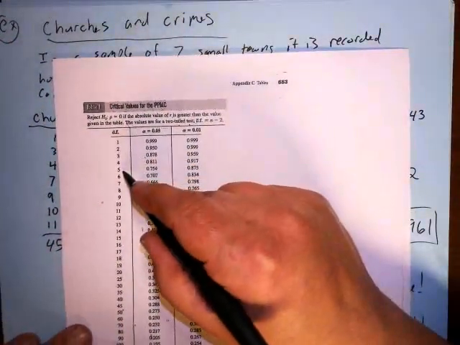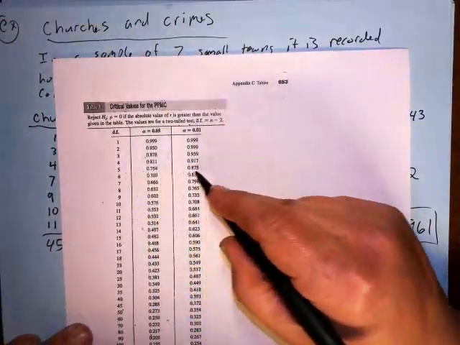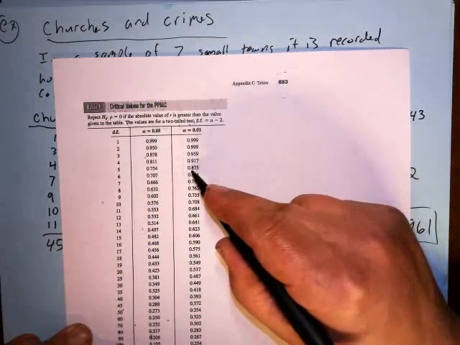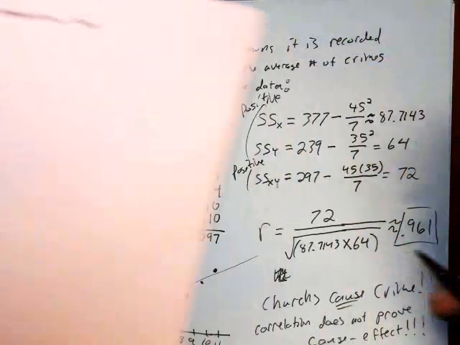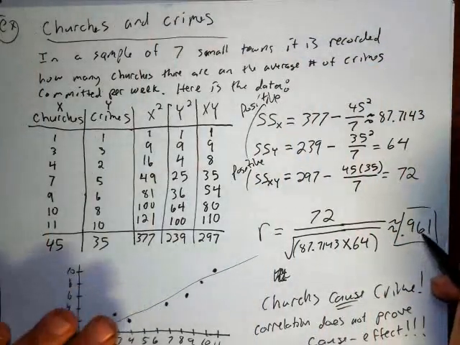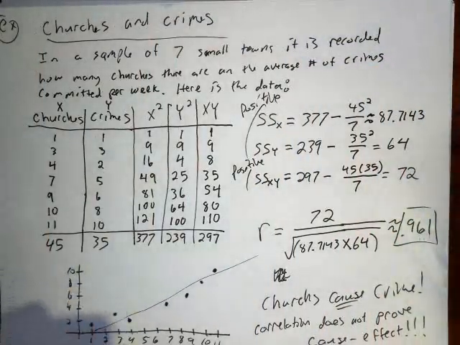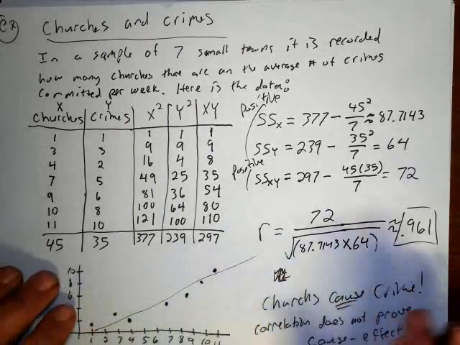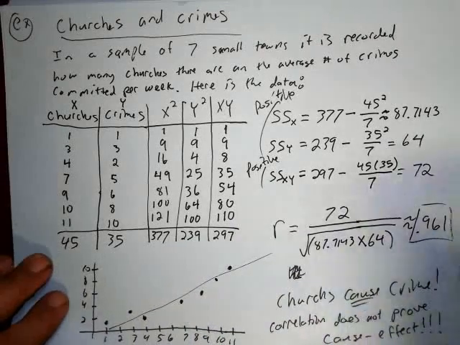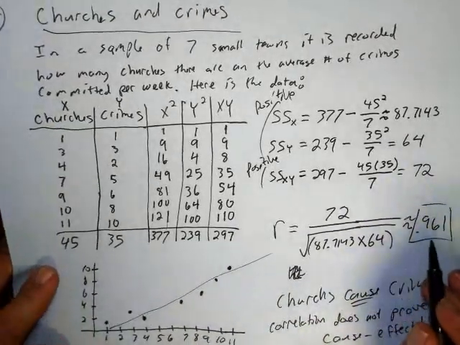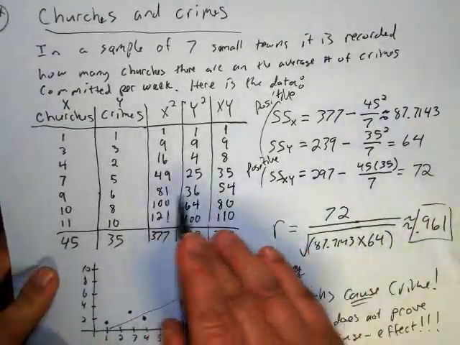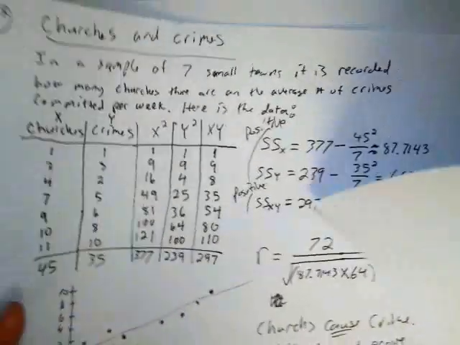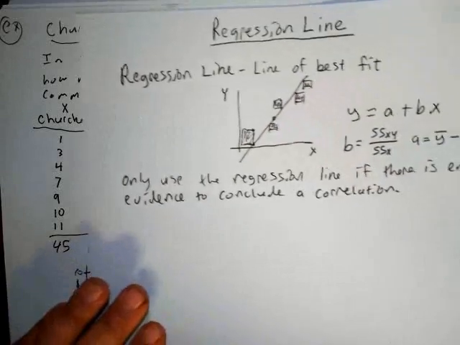So a degree of freedom of 5 gives me, even at the 0.01 significance level, as long as it's greater than 0.875, we'd have enough evidence to conclude a correlation. And so in this case, we do have enough evidence to conclude a correlation. So in order to calculate A and B for the regression line, so it makes sense to do a regression line, in order to calculate it, we need some of this information.